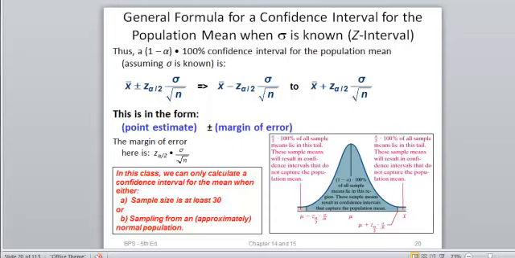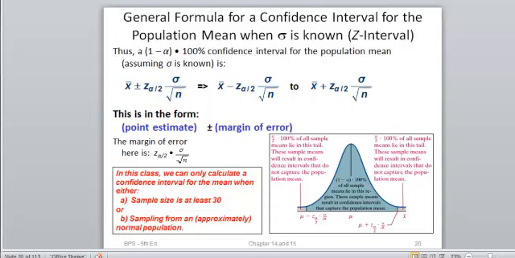We see it's 1 minus alpha times 100%. That's our confidence level, or to obtain our confidence interval. Remember, alpha is our significance level. So 1 minus alpha times 100% would give us the confidence level.